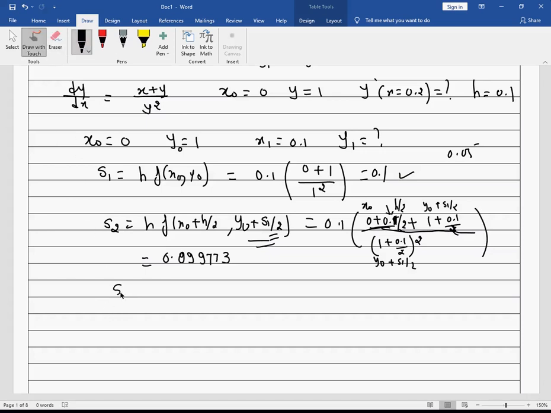Okay. So now I go for S3. S3 equal to h into f of x0 plus h by 2, y0 plus s2 by 2. Okay. So now you can do it and let me know this value.